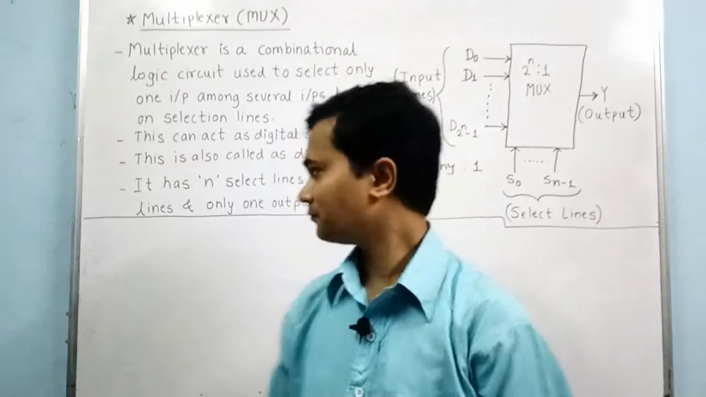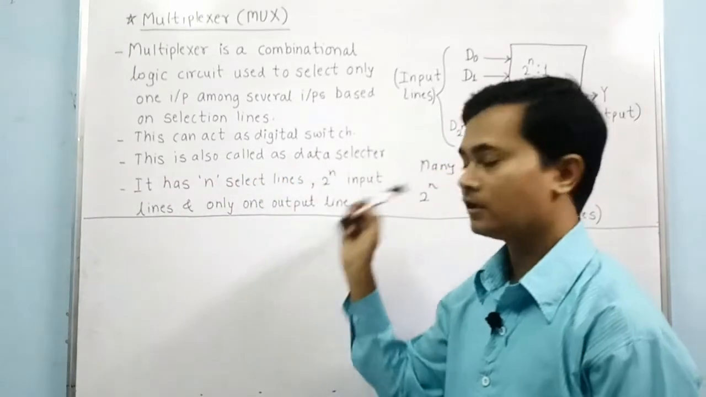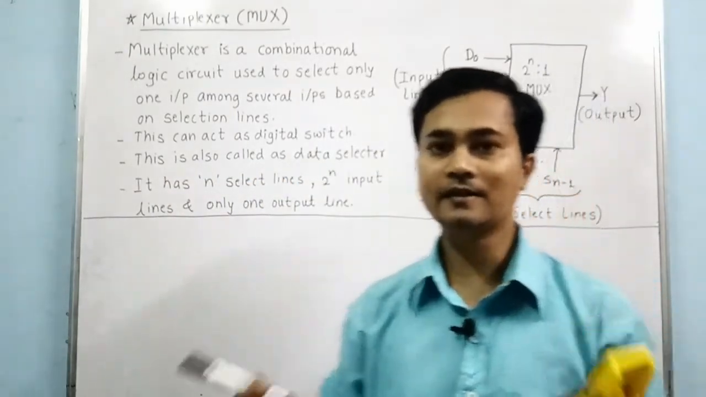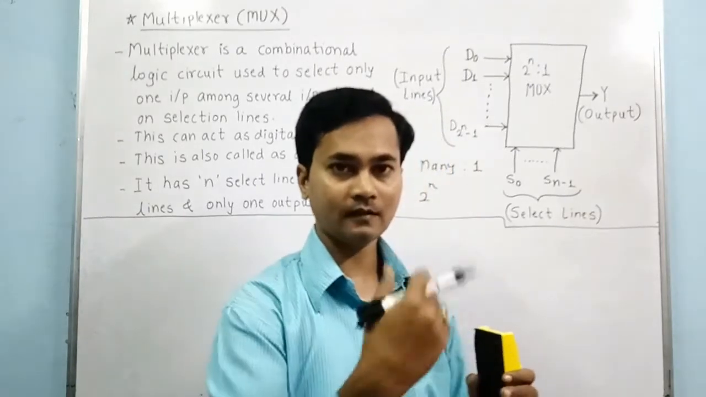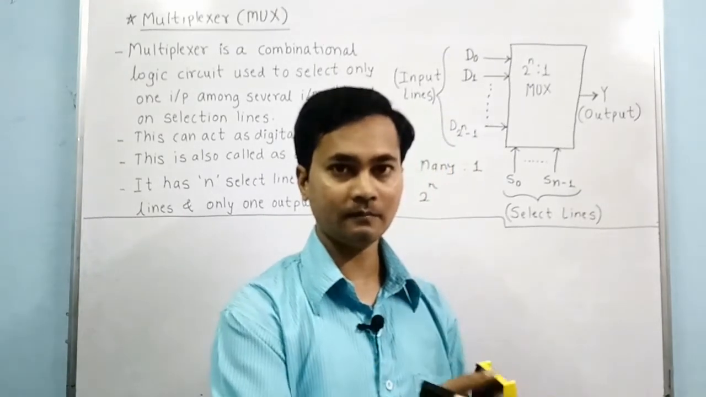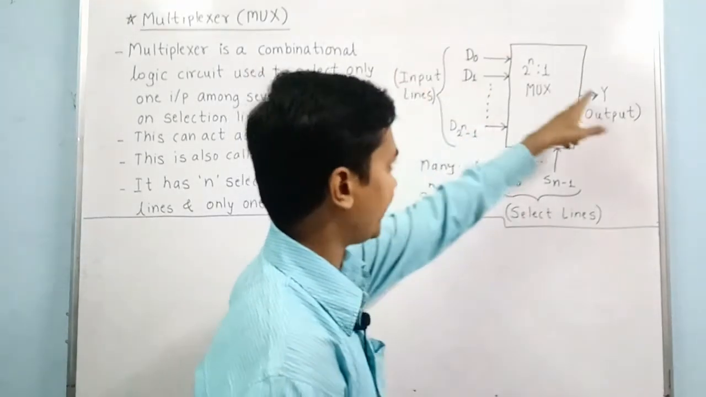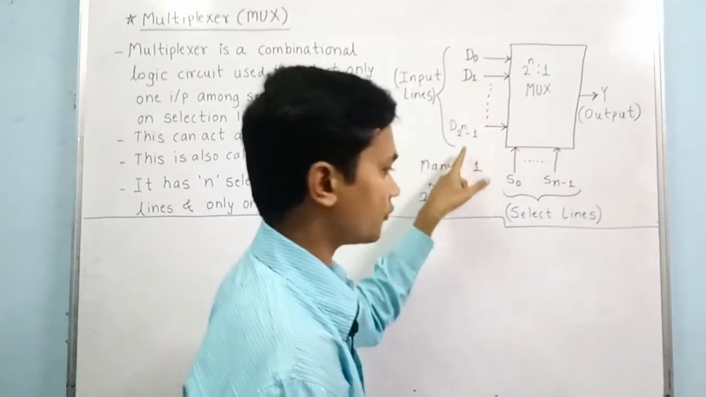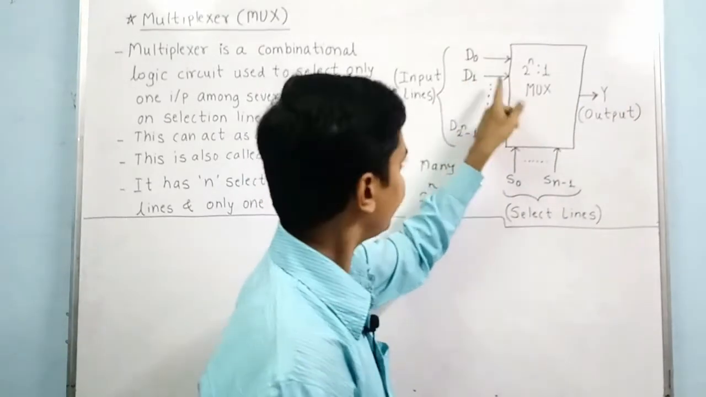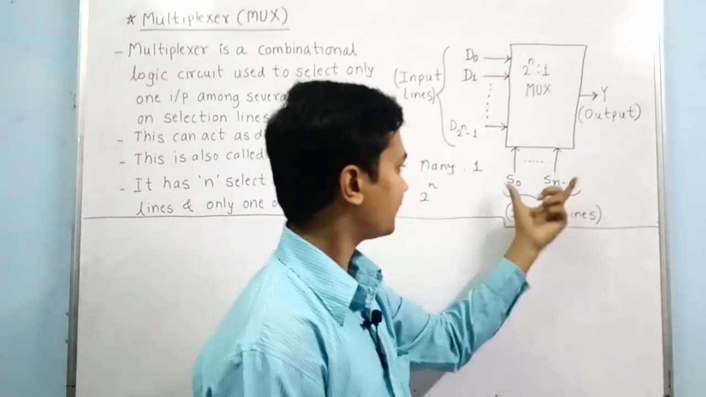Okay, now the second point is this can act as a digital switch. So in case of digital systems, suppose we want to transfer a number of bits after each and every bit time. Suppose you want to transfer the D0 bit at its output line, after that D1, after that D2, and so on. Then you can send all the inputs in sequence by using the select lines.